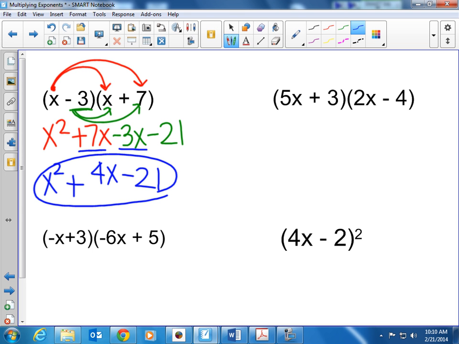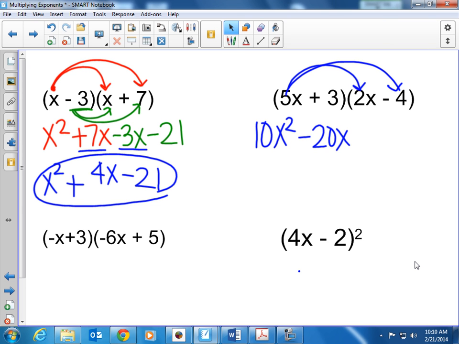Let's look at the next one. I have to distribute the 5x to the 2x. What does the 5x also have to be distributed to? The negative 4. Does it have to be distributed to the 3 right next to it? No, because they're in a binomial. That's a binomial together. It does not get distributed to the 3. So let's multiply that. 5x times 2x. 5 times 2 is 10. X times x is x squared. 5x times negative 4, that's negative 20x.